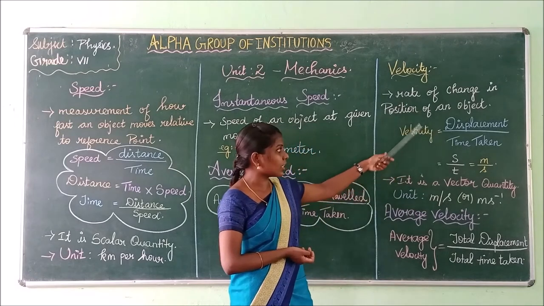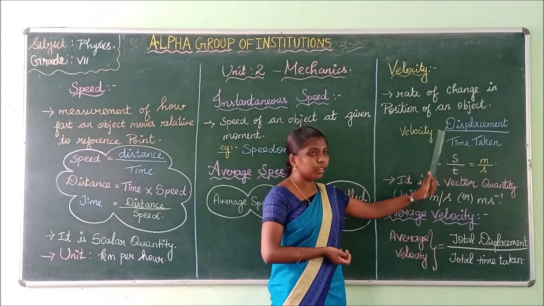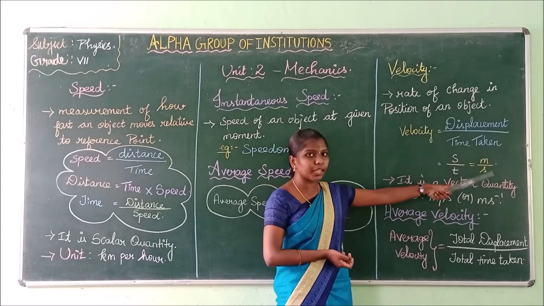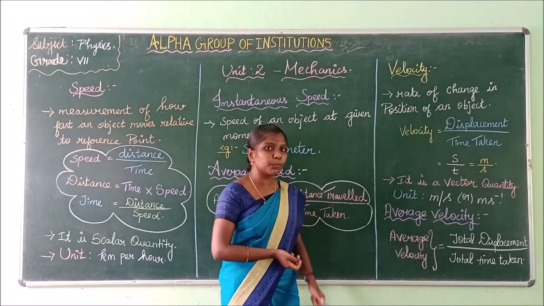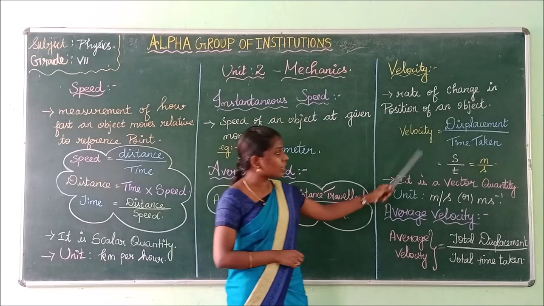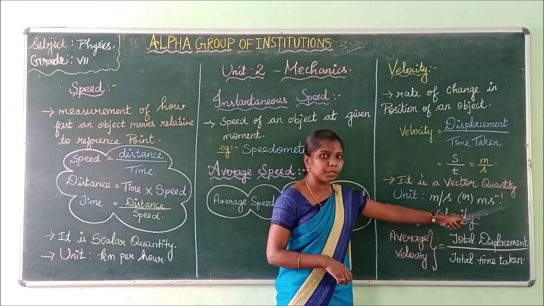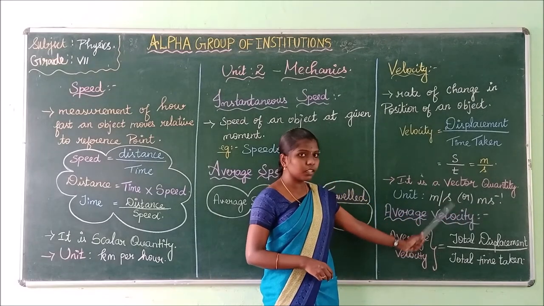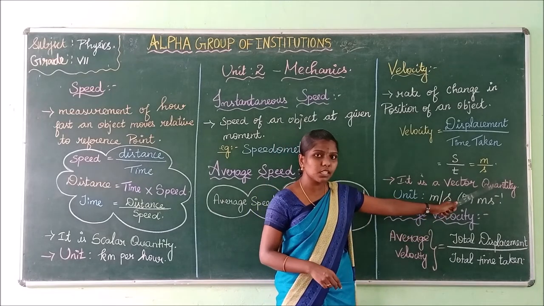The formula for velocity is displacement by time taken. Displacement is denoted by the letter s and time is t. Unit of displacement is meter. Unit of time is second. Velocity is a vector quantity as it possesses both magnitude and direction. Unit of velocity is meter per second. It can also be written as m s power minus 1. Is it clear?